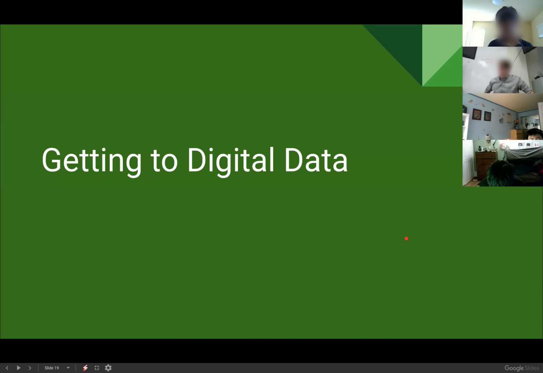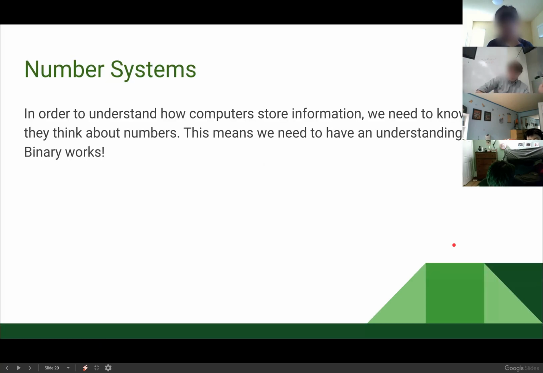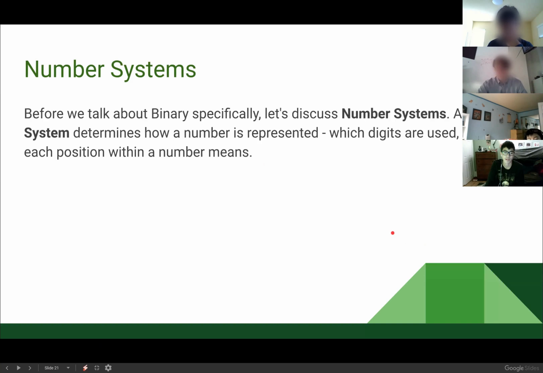So if I have some number, I need to figure out how to actually turn it into binary, into ones and zeros, so that I can know how the computer is going to store it. So in order to know how computers store information, we need to know how they think about numbers. And this means we need to understand how the number system binary works.